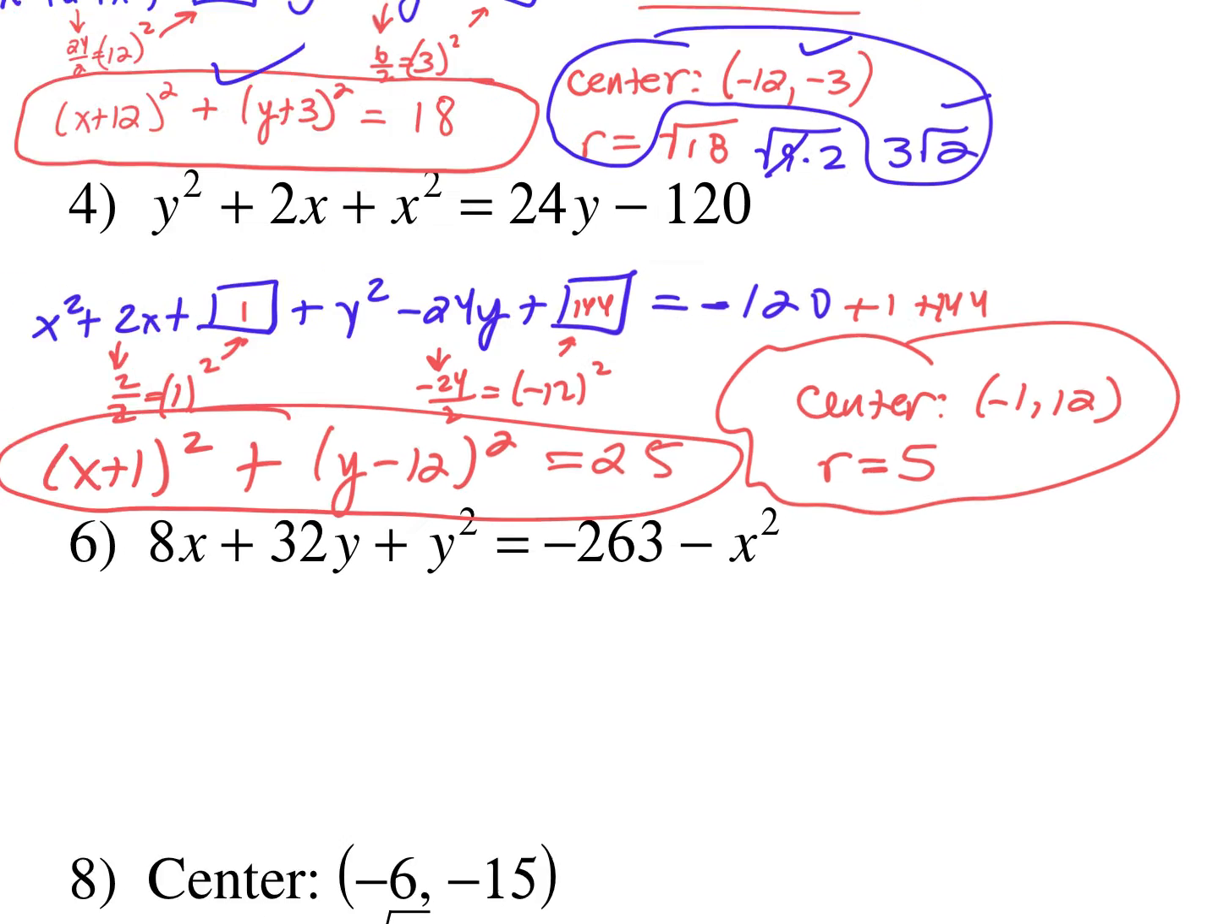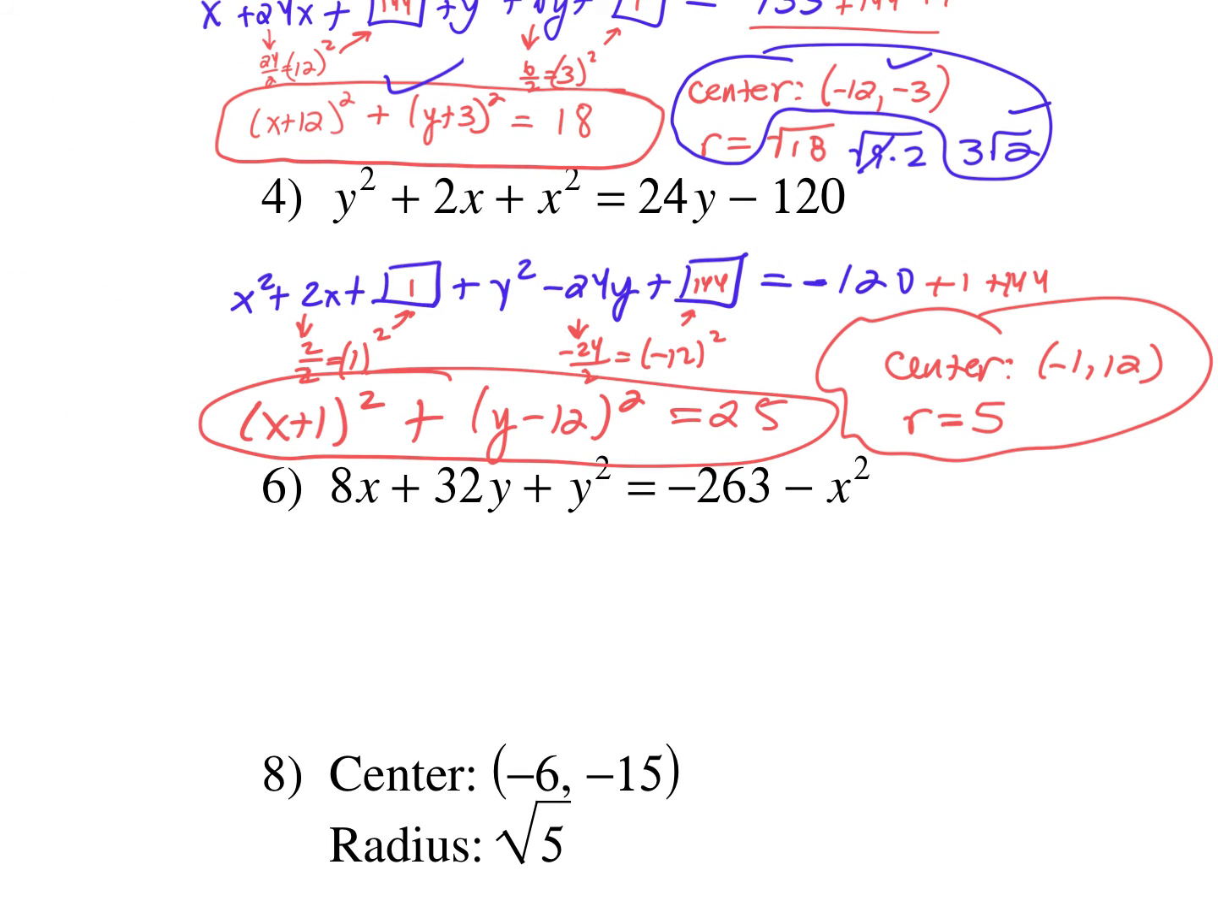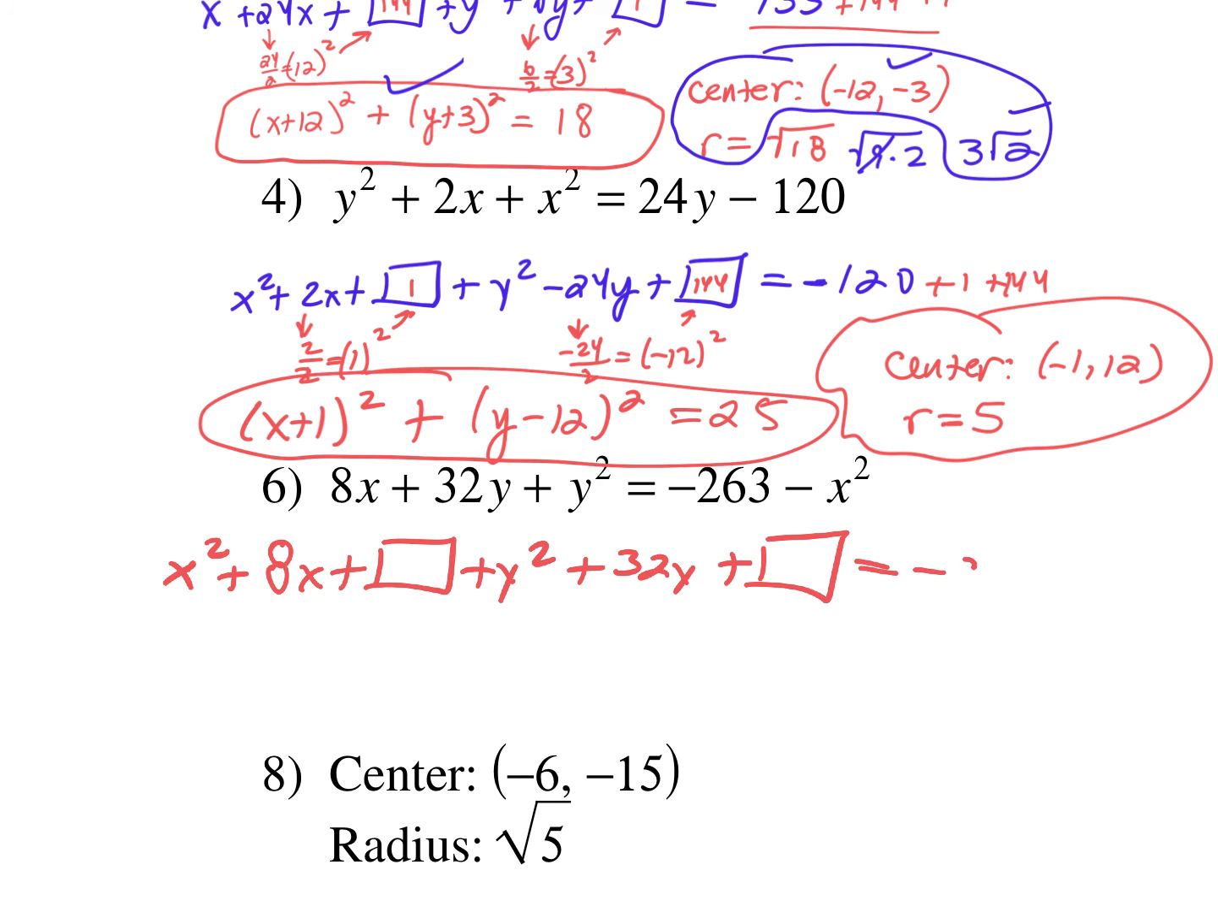All right, let's look at the last one here, and then we're going to do 2 more, and then we're done. Again, I want my x squareds and y squareds to be positive, so let's move that x squared to the left-hand side. It becomes positive. I have 8x plus this square, y squared plus 32y plus the box. And we'll just leave our -263.